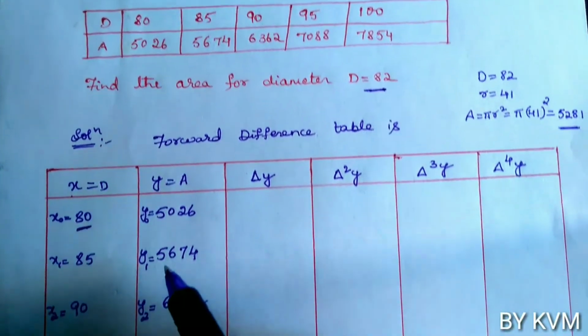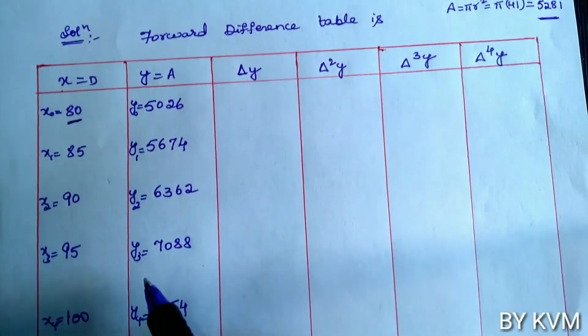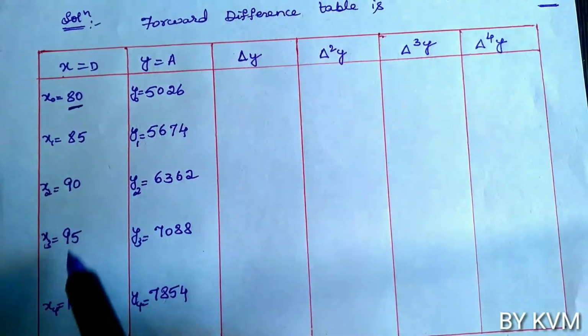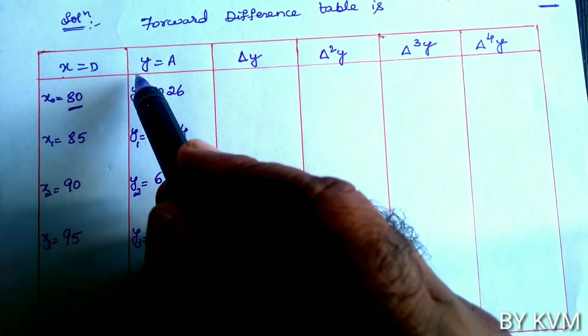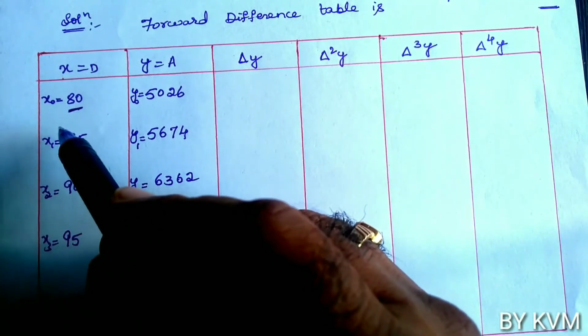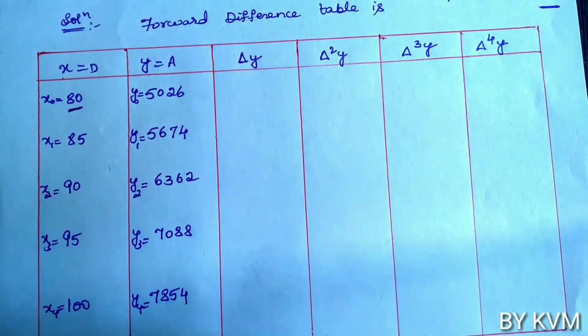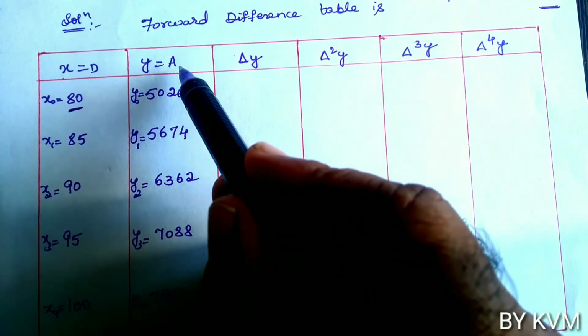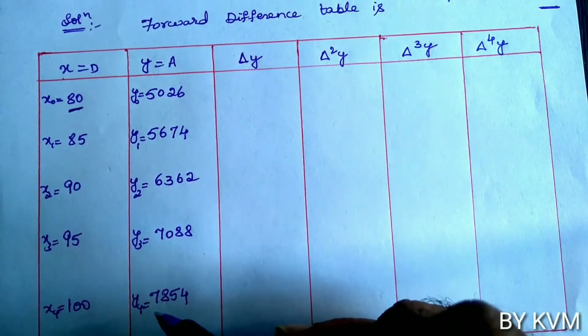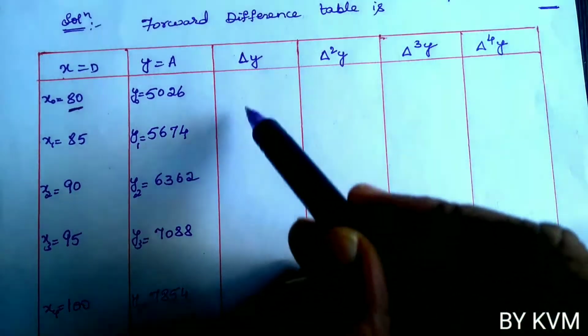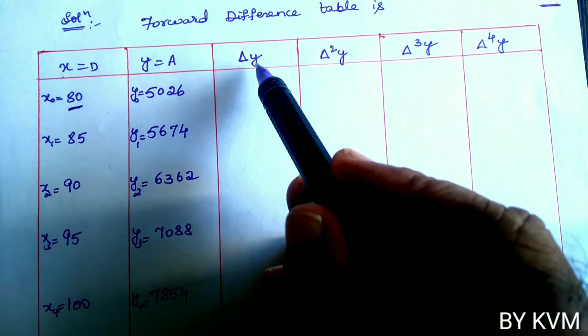So the first column is x values. Take diameter as x and area as y. The first column is x values, x0, x1, x2, x3, x4, and the second column is area, that is y values, y0, y1, y2, y3, y4. Now the first forward differences, that is delta y.